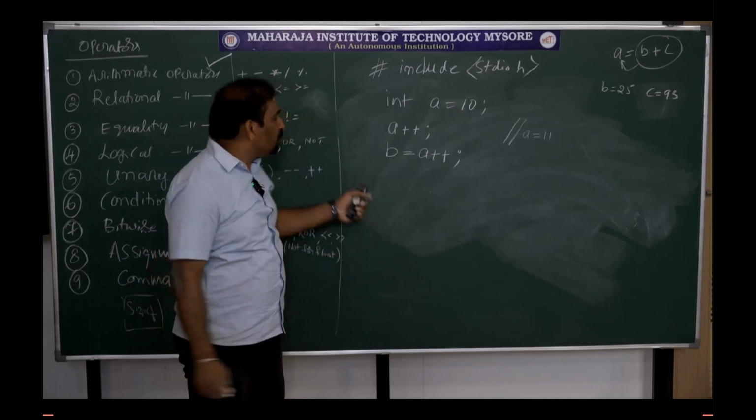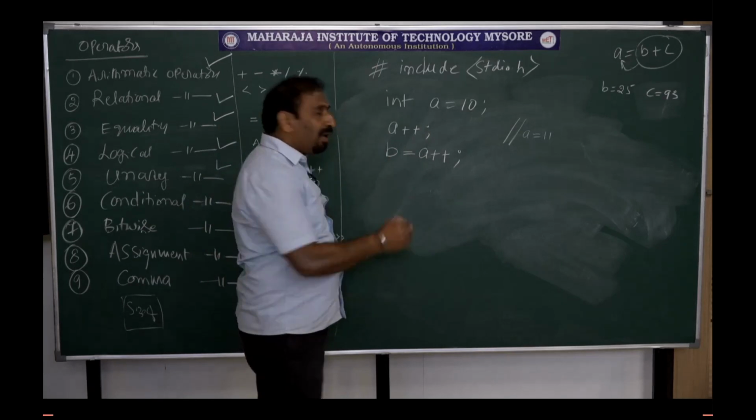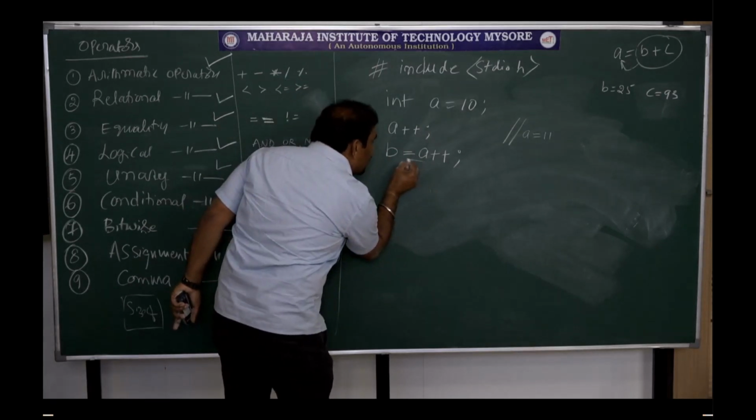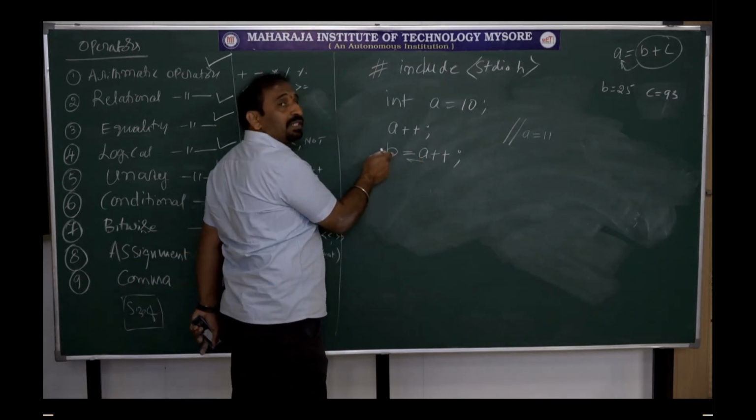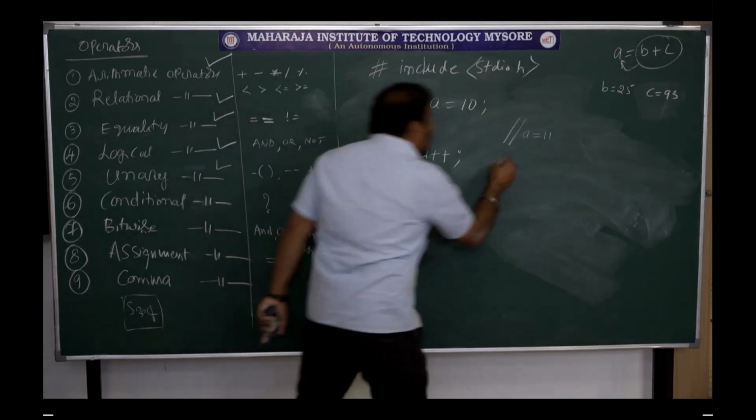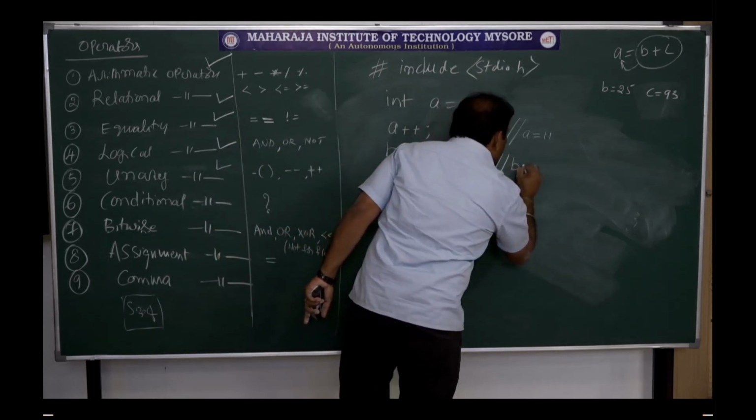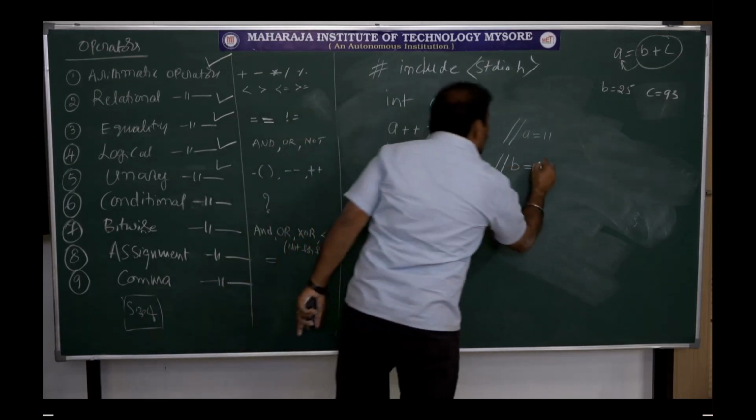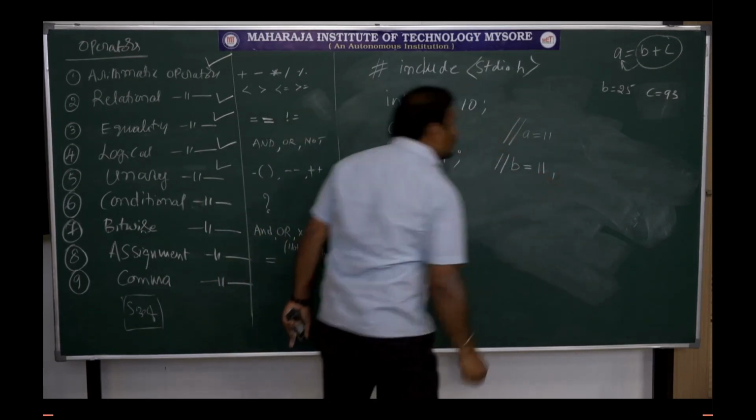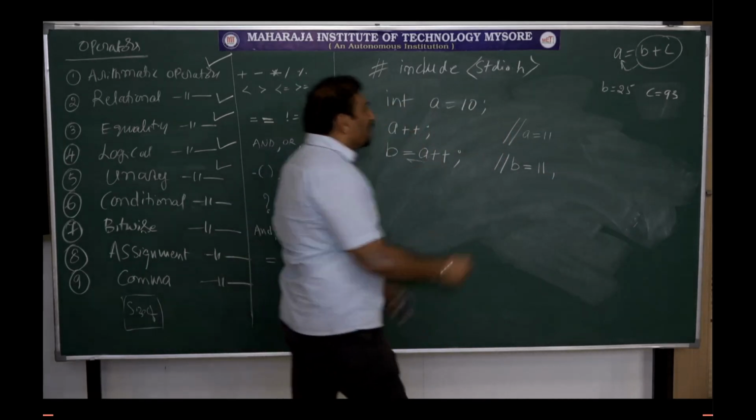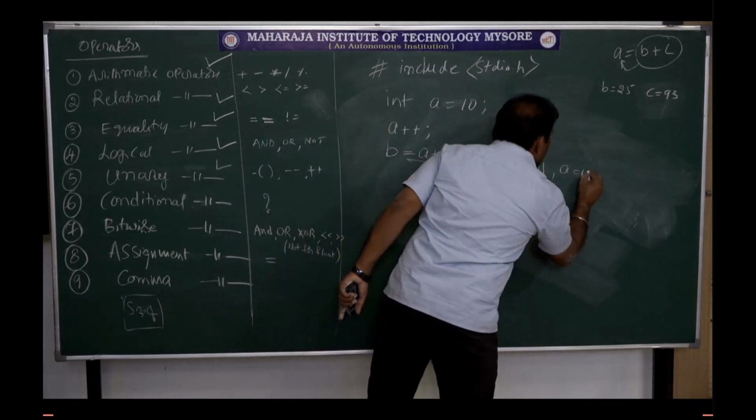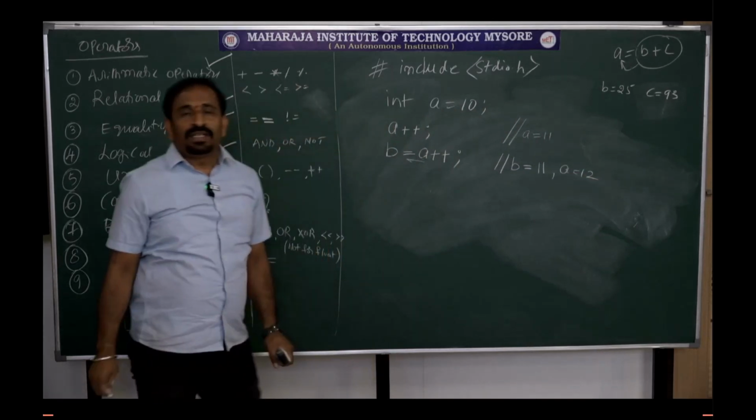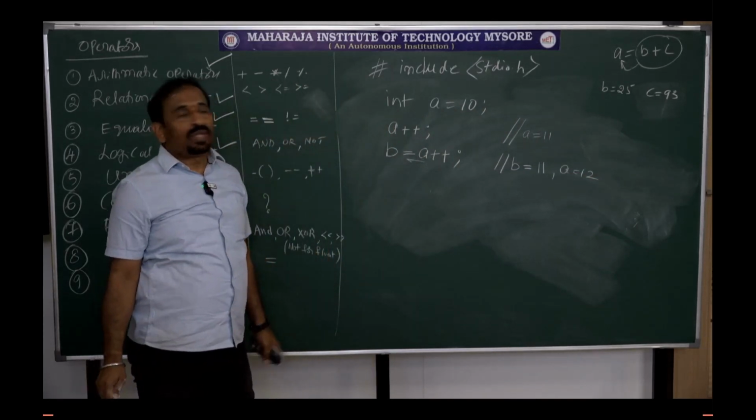What will happen here? First of all, A is assigned to B first. So now I will write the comment: B is equal to A is assigned first. So this becomes 11. Then A is incremented. Therefore, A becomes 12.